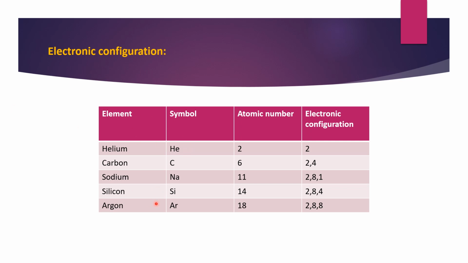Here, I have given some practical examples in the table, and we'll see what the electronic configuration is. So we'll discuss this table. In the first column, I have given some elements. Examples I have given are helium, carbon, sodium, silicon and argon. The symbols are given as He, C, Na, Si and Ar. For atomic number, I have mentioned helium's atomic number is 2. What is atomic number? I hope you remember from the last lecture, where we saw the fundamental principles of atomic structure, that atomic number represents the number of protons of that element.